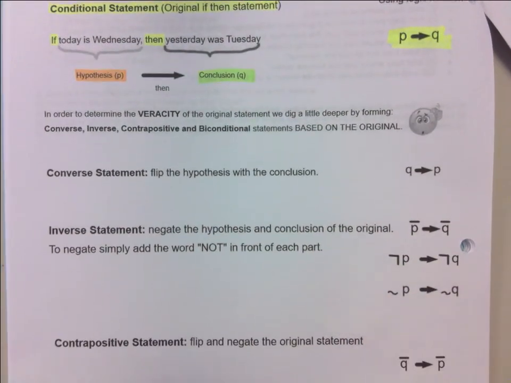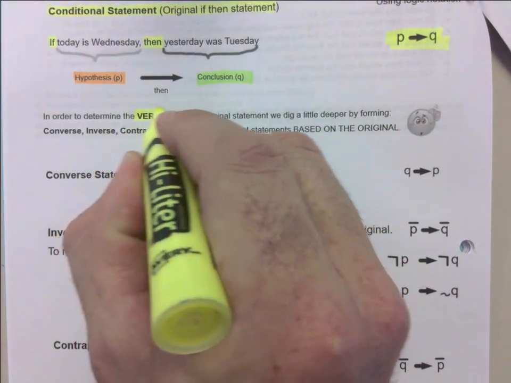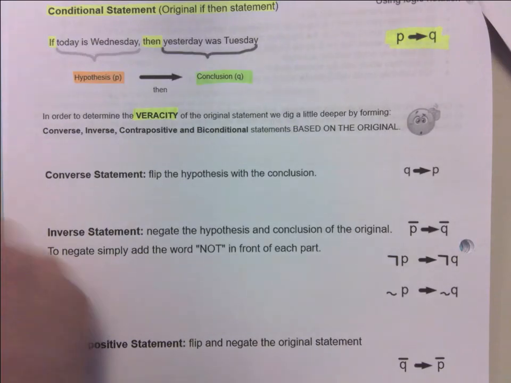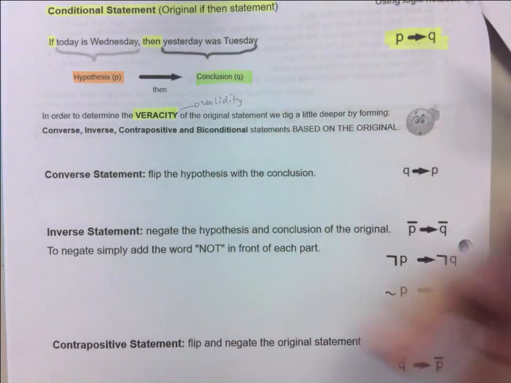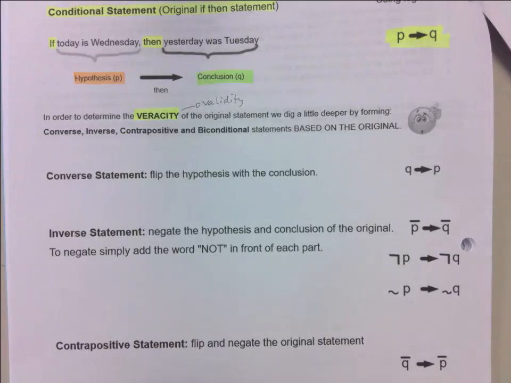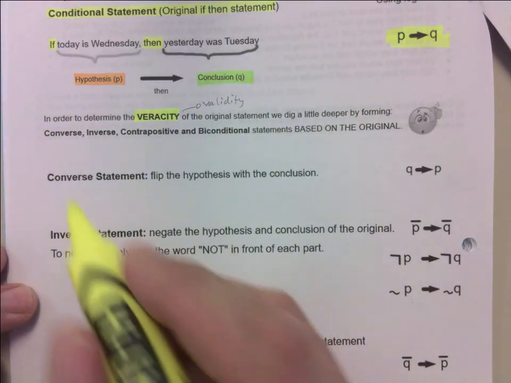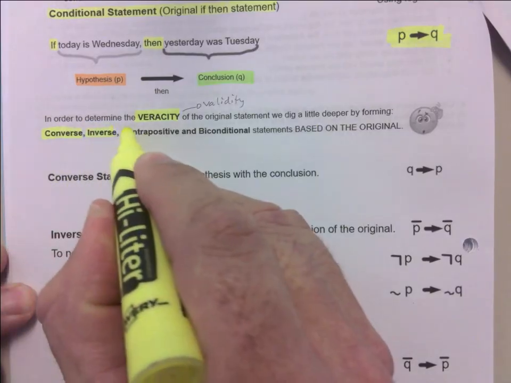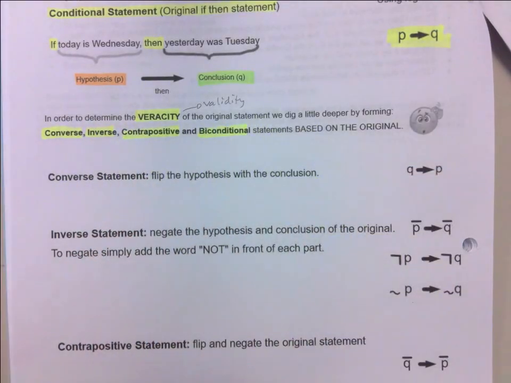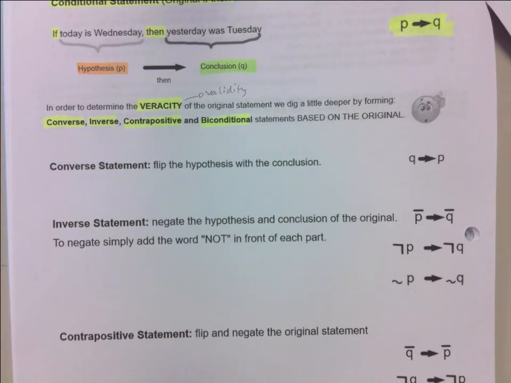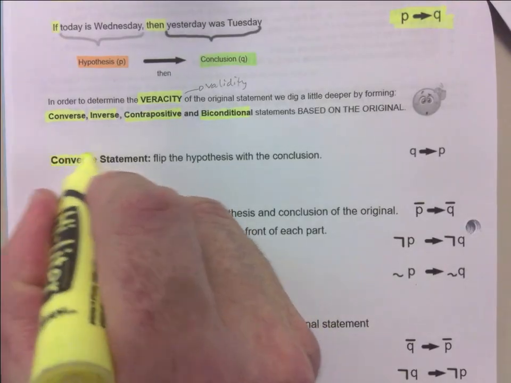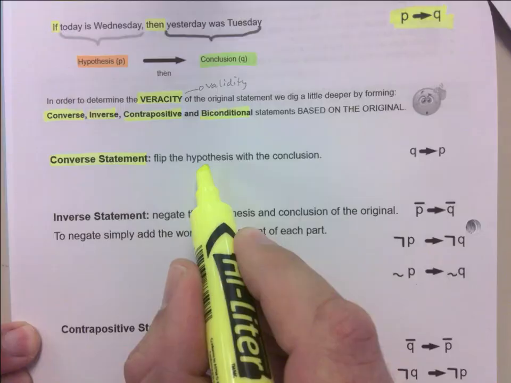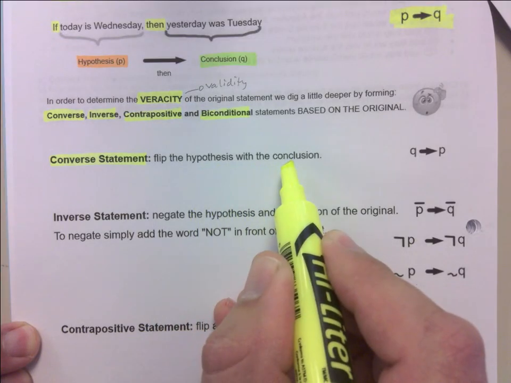Next. In order to determine the veracity, the validity, I'm going to add that word, of the original statement, we dig a little deeper based on the original. Okay, so we have converse, inverse, contrapositive, and biconditional. And you don't need to memorize this, you just have to have it on your study sheet. And you're scratching your head maybe a little bit. But the converse is essentially when you flip the hypothesis and the conclusion.